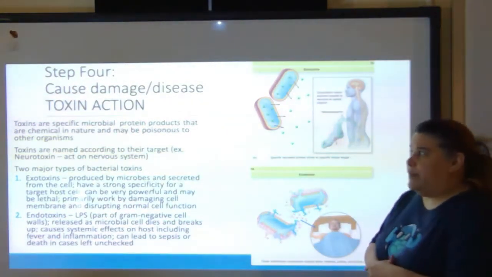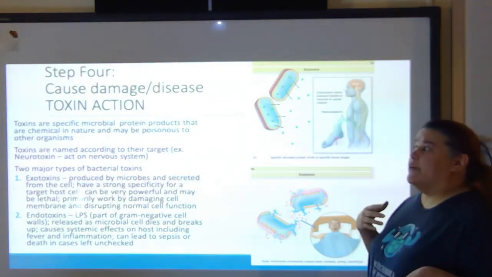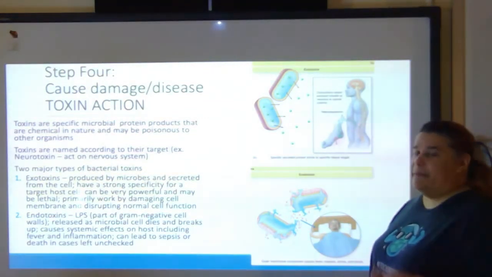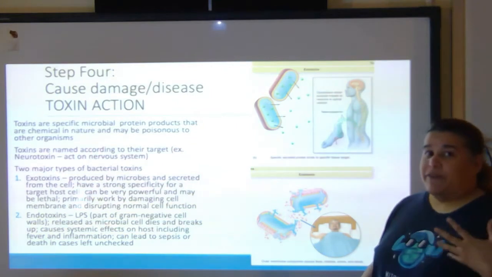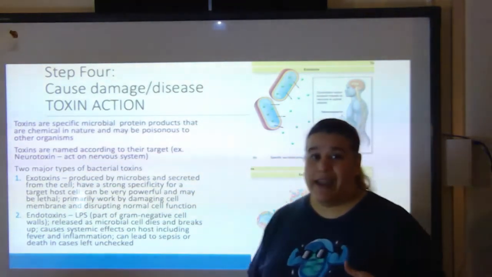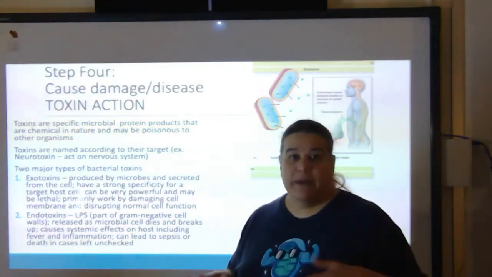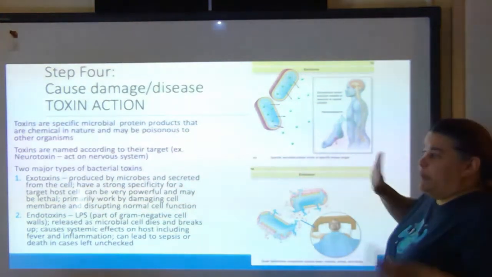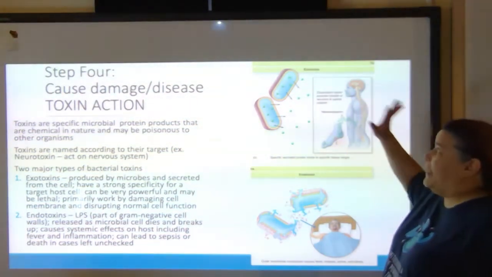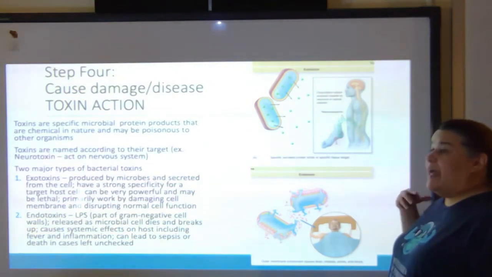Toxin action. Toxins are specific microbial protein products that are chemical in nature and may be poisonous to other organisms. Toxins are named according to their target. So if I have something that attacks the brain, the spinal cord, the neurons, I call it a neurotoxin because it's going after nervous tissue. We have 2 major types of toxins: exotoxins and endotoxins.